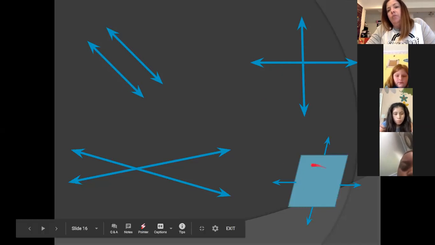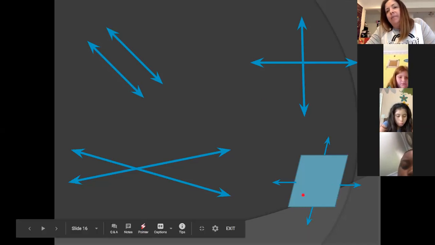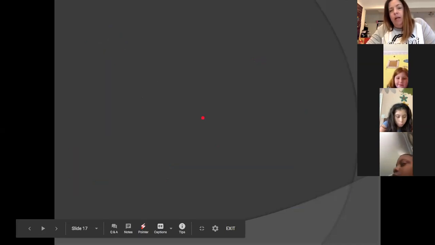This image represents a plane, right? It kind of looks like a piece of paper, but a plane is a flat surface that goes on forever. Right? So I'm showing you a picture of something that you might see in real life. So I want you to unmute your screen if you can tell me what is that in real life, and then what geometry word would we use to describe it?